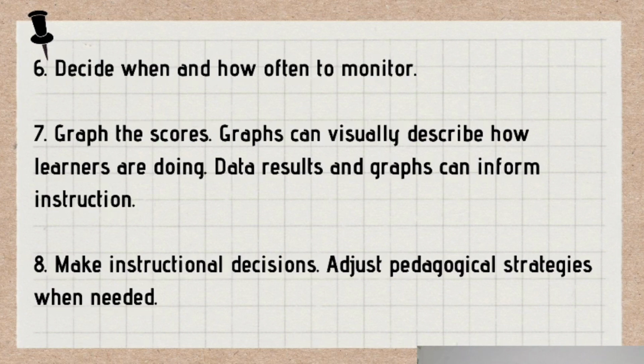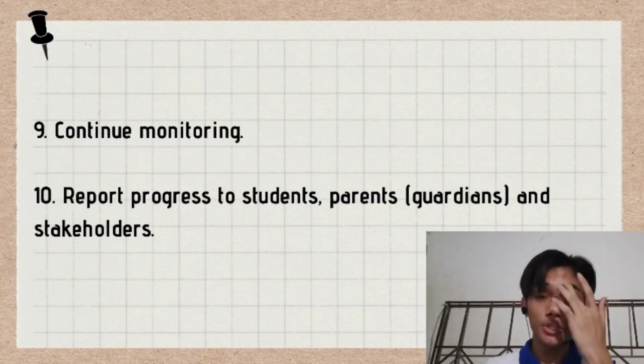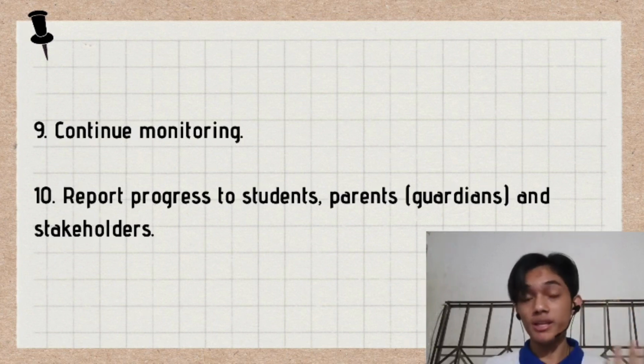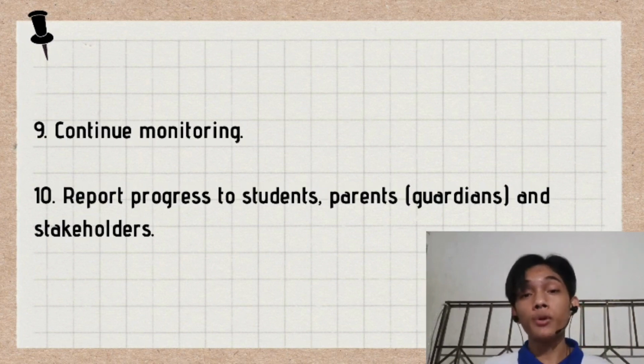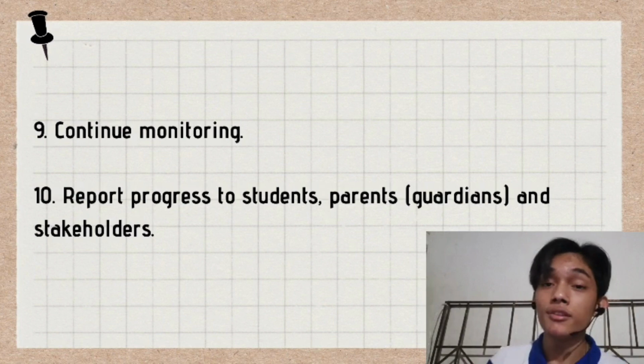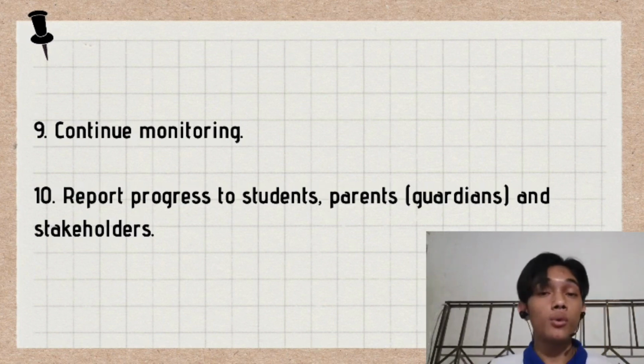So, step number 9, continue monitoring, because monitoring is vital for you to know how your students progress. And last but not least, step number 10, report progress to students, parents, or guardians, and stakeholders. Obviously, we have to tell them how they progress for them to be familiar with what they have done during the whole quarter or semester.